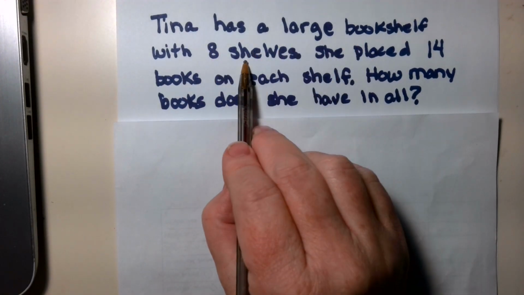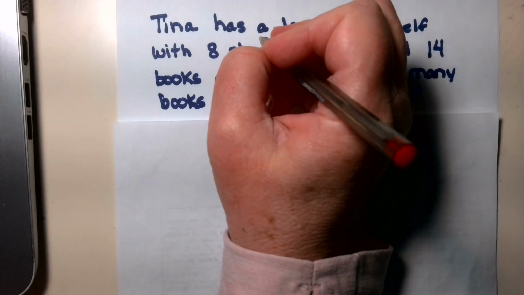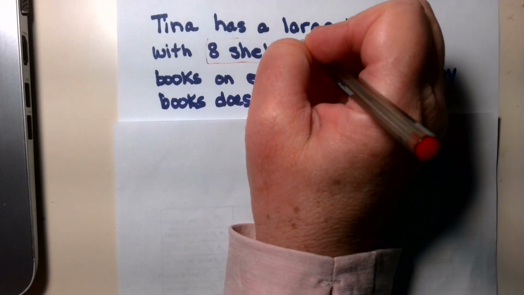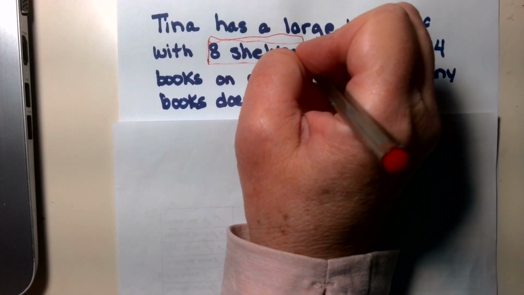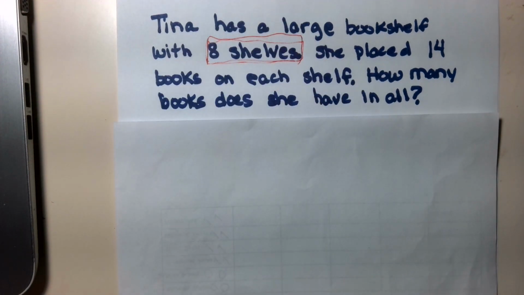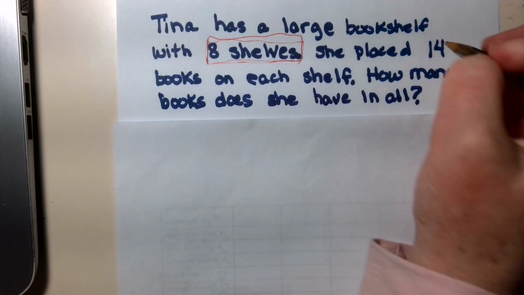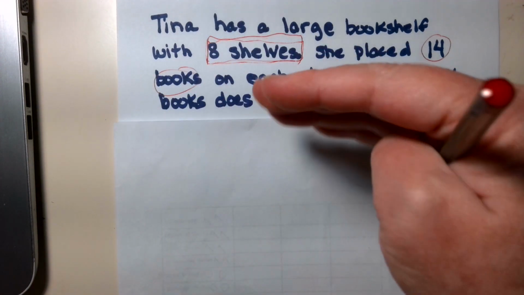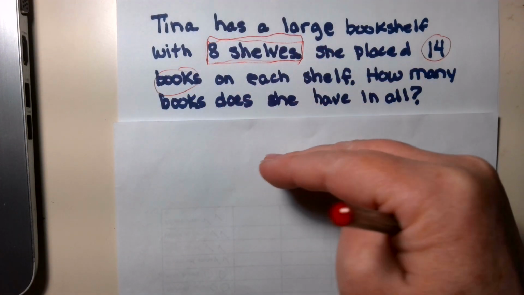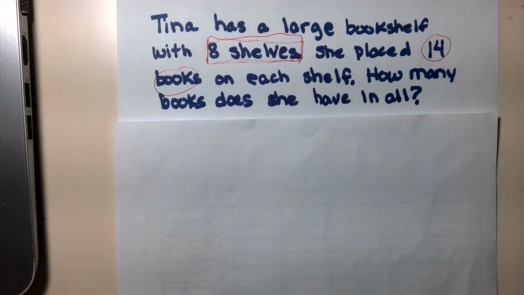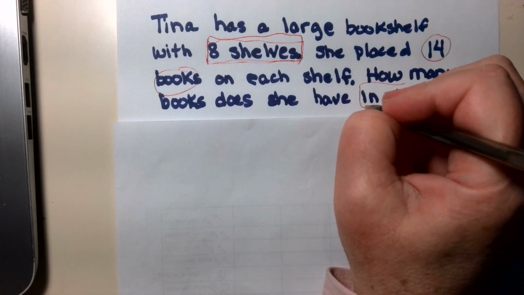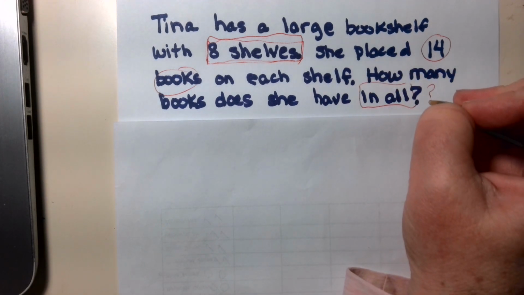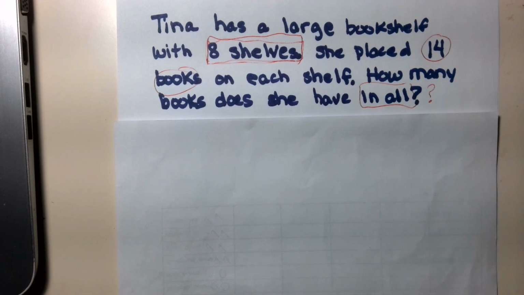Tina has a large bookshelf with 8 shelves. That's important. So I'm picturing her 8 shelves on her bookshelf. She placed 14 books on each shelf. So I'm thinking 14, 14, 14, 14, 8 different times. Our unknown, or what we do not know, we're solving for, is how many books does she have in all? This in all really helps me figure this out.